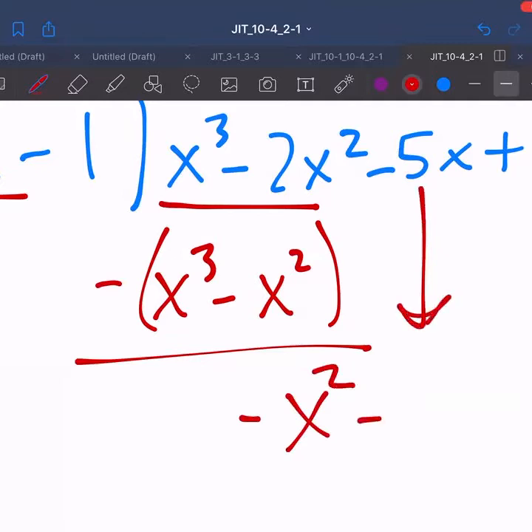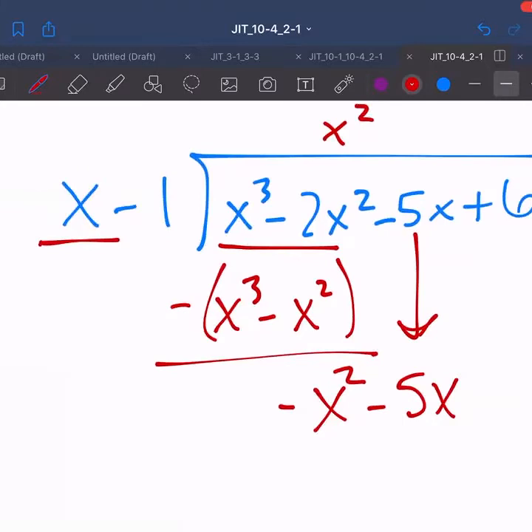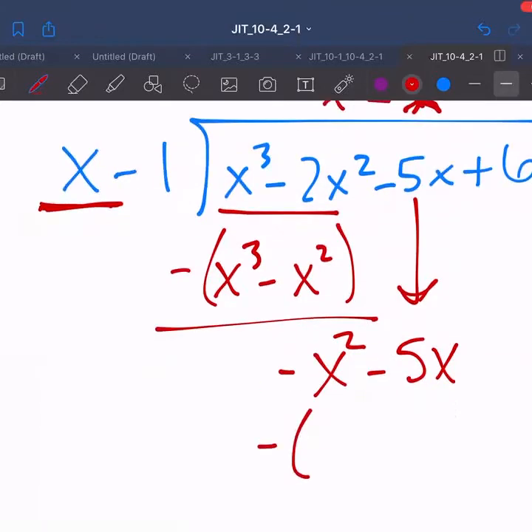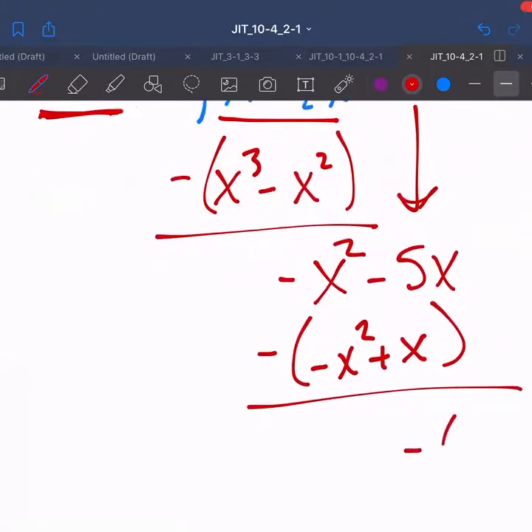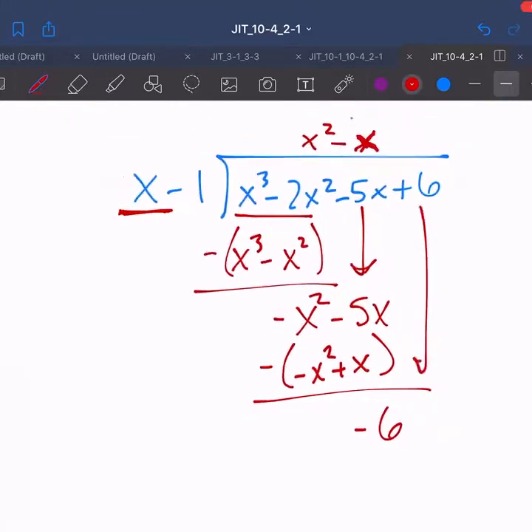Okay, then I'll bring down my negative 5x over here. So then I look at, well, how many times does this x minus 1 go into negative x squared minus 5x? And that would be negative x times. So negative x times x minus 1 will be negative x squared plus x. All right, subtract that away. I'm left with negative 6x. I bring down this plus 6.